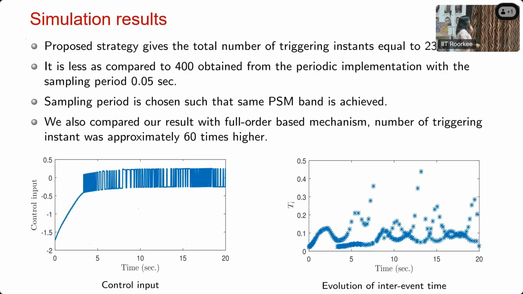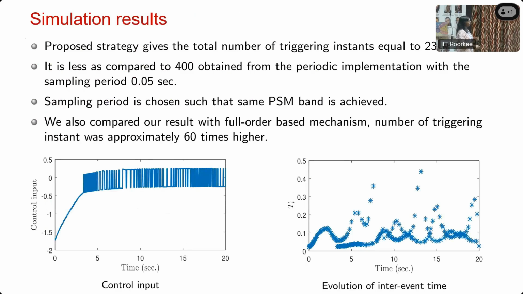And this is the evolution of control input with respect to time. You can see that as we keep the control constant for some time until the triggering condition is violated, we have this kind of motion. If I zoom in, you will be able to see that the control input is kept constant, then updated, kept constant, and then updated. The same thing can be seen from this plot of inter-event time with respect to time also.